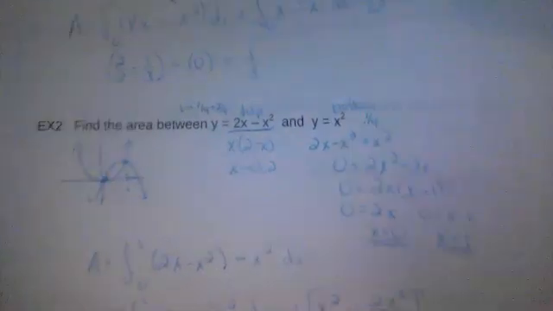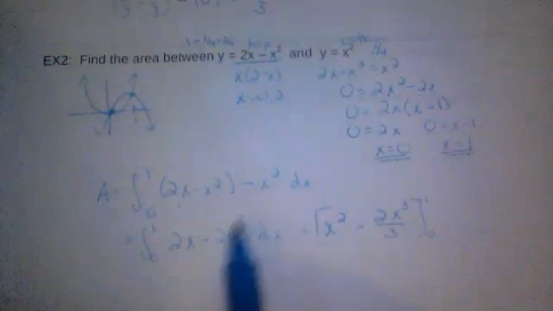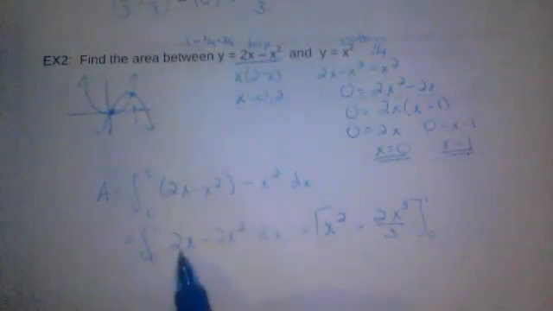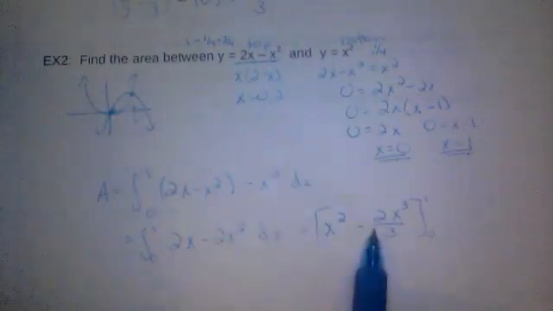Oh, again, so sorry. Can't see what I was writing. All right, so 2x minus x squared is 2x minus 2x squared. Then just evaluate each one. So 2x squared over 2, 2x to the third over 3.